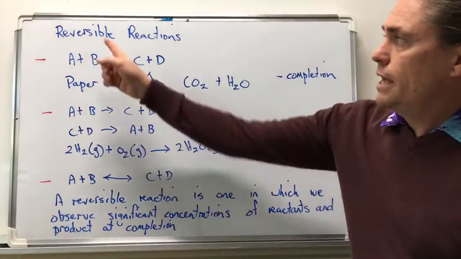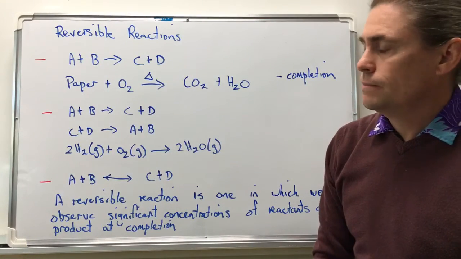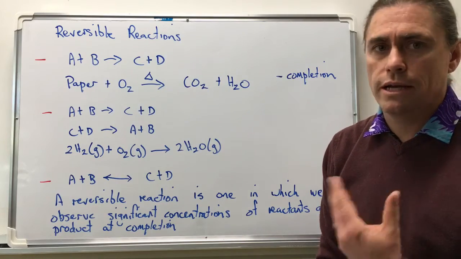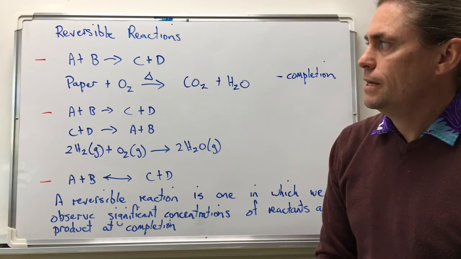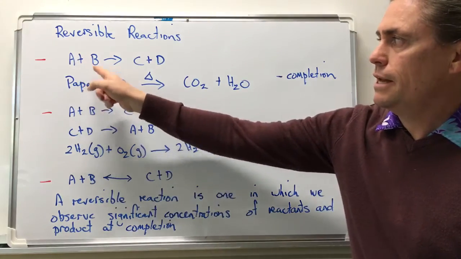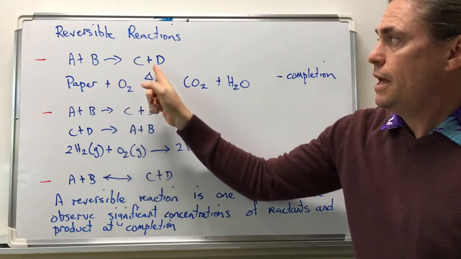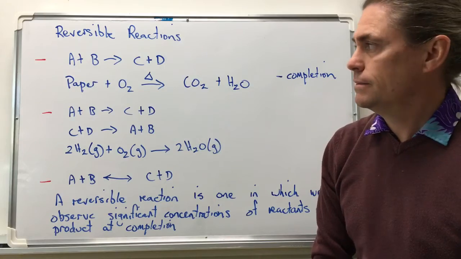Okay, let's look at reversible reactions. In our early years of studying chemistry, we're always told to write a chemical reaction in a certain way. So we have reactants on the left-hand side, A and B, we have an arrow denoting the direction of the reaction, and we have products on the right-hand side.